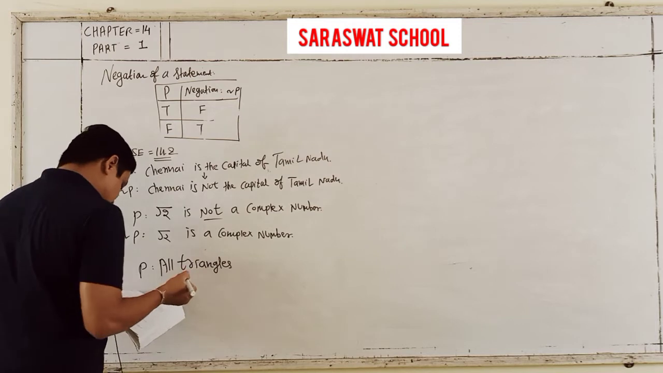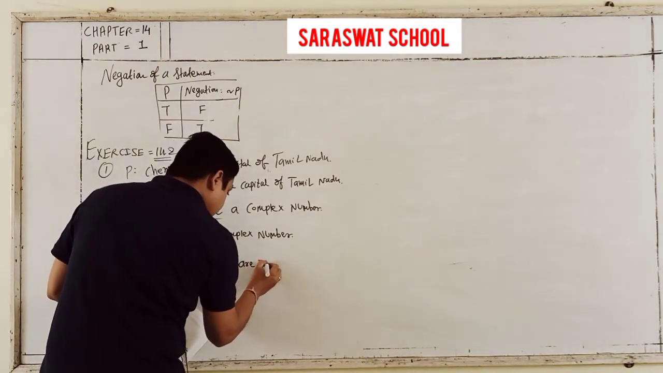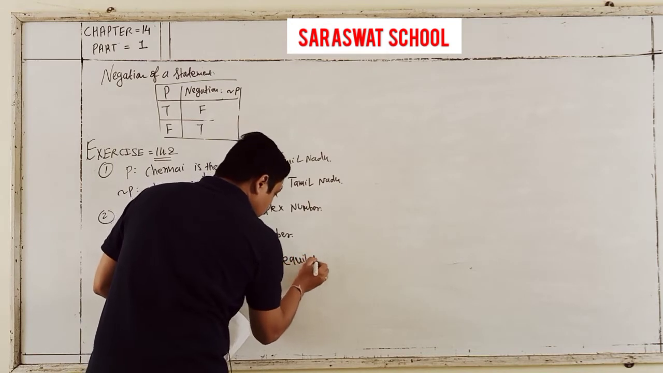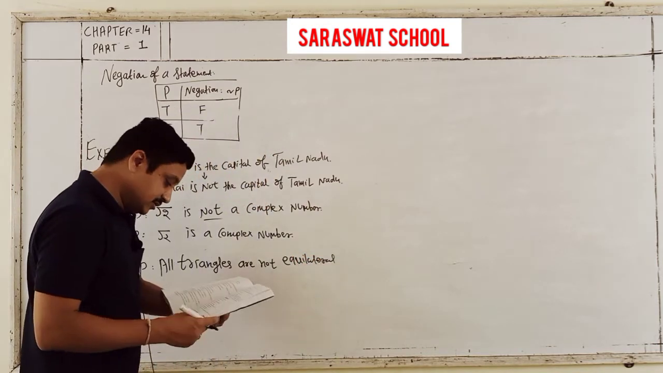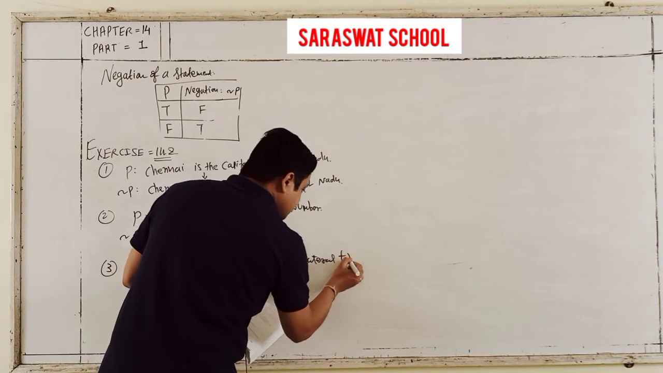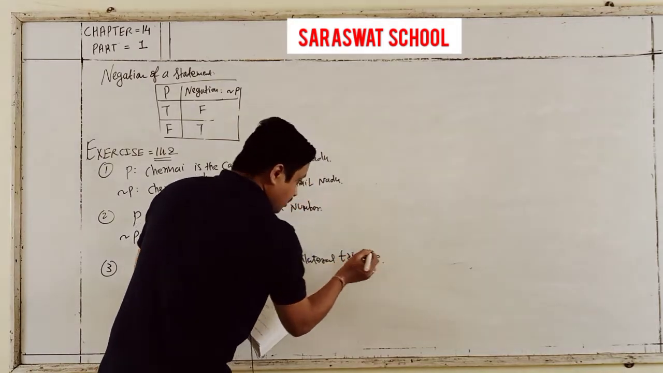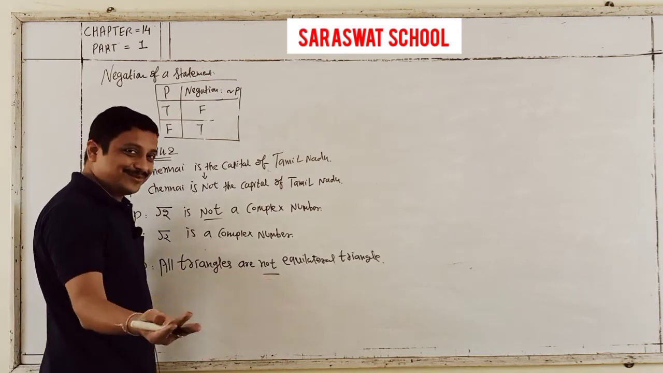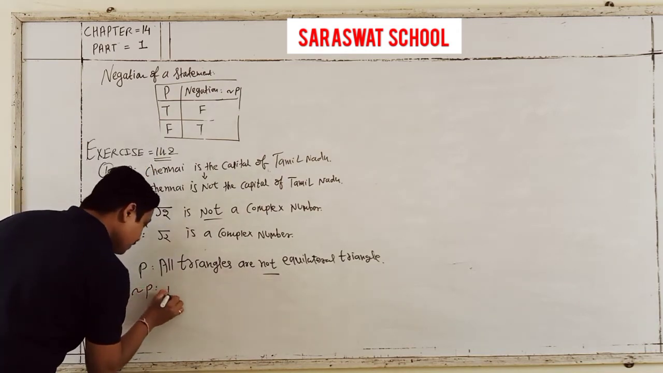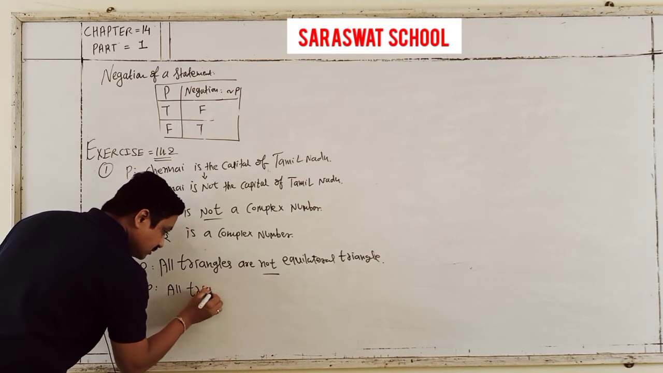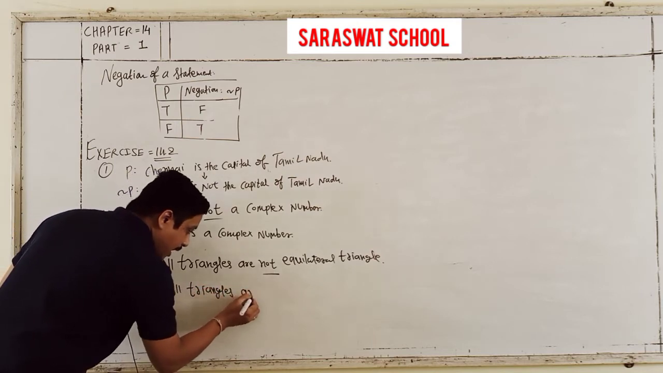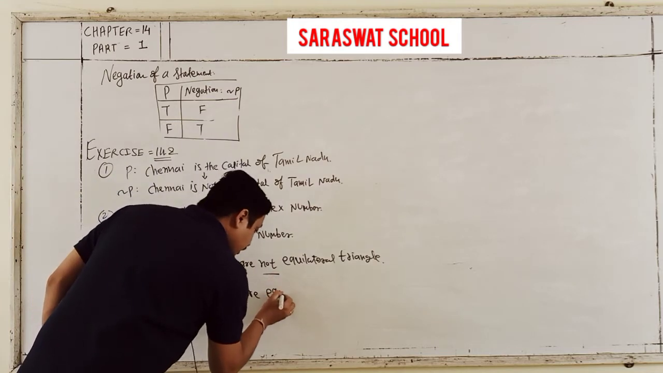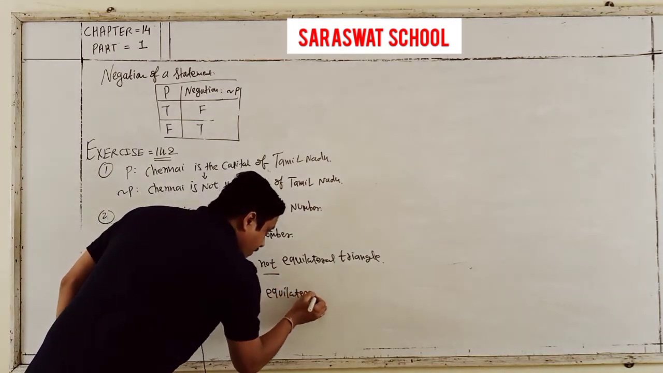All triangles are not equilateral. So I only change the negation. All triangles are not equilateral, remove the not. Negation P: all triangles are equilateral triangles.